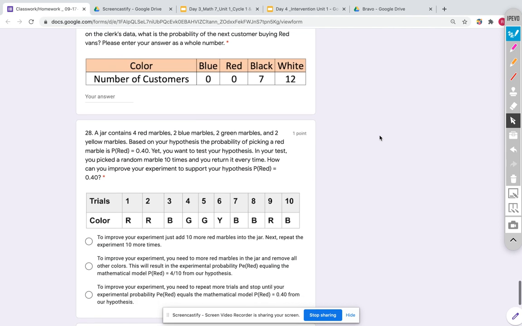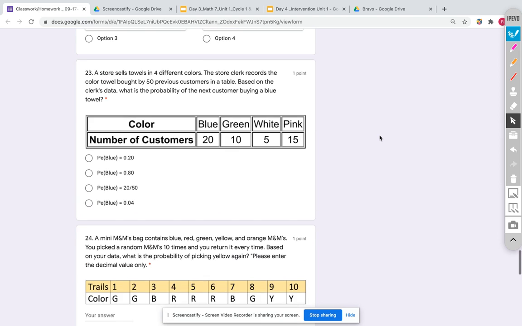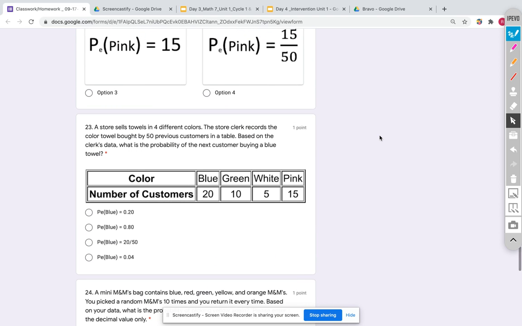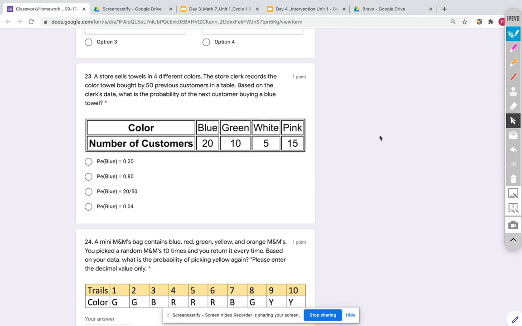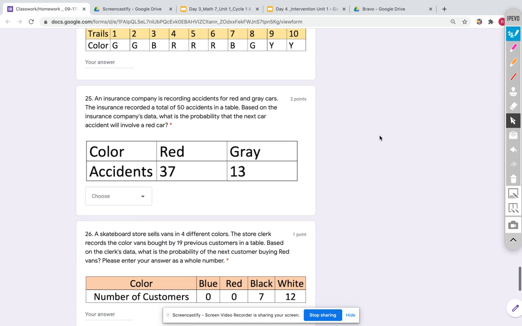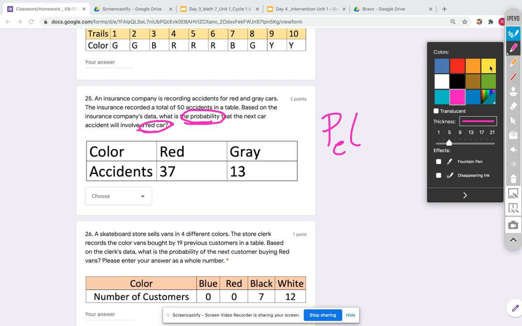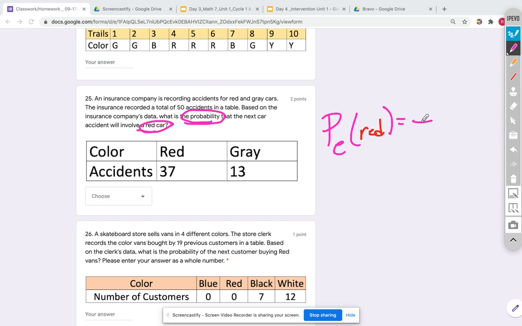Now, I could definitely do another one, and I feel like doing one extra. Hopefully, it doesn't go past the 15-minute mark. Let's do the insurance car one. This one's really easy. I think you guys kind of know it. Go ahead and read it. Now, it's looking for the probability of the next car accident involving a red car. So the word that goes inside this is going to be red. And that's equal to a fraction because probability is always equal to a fraction.